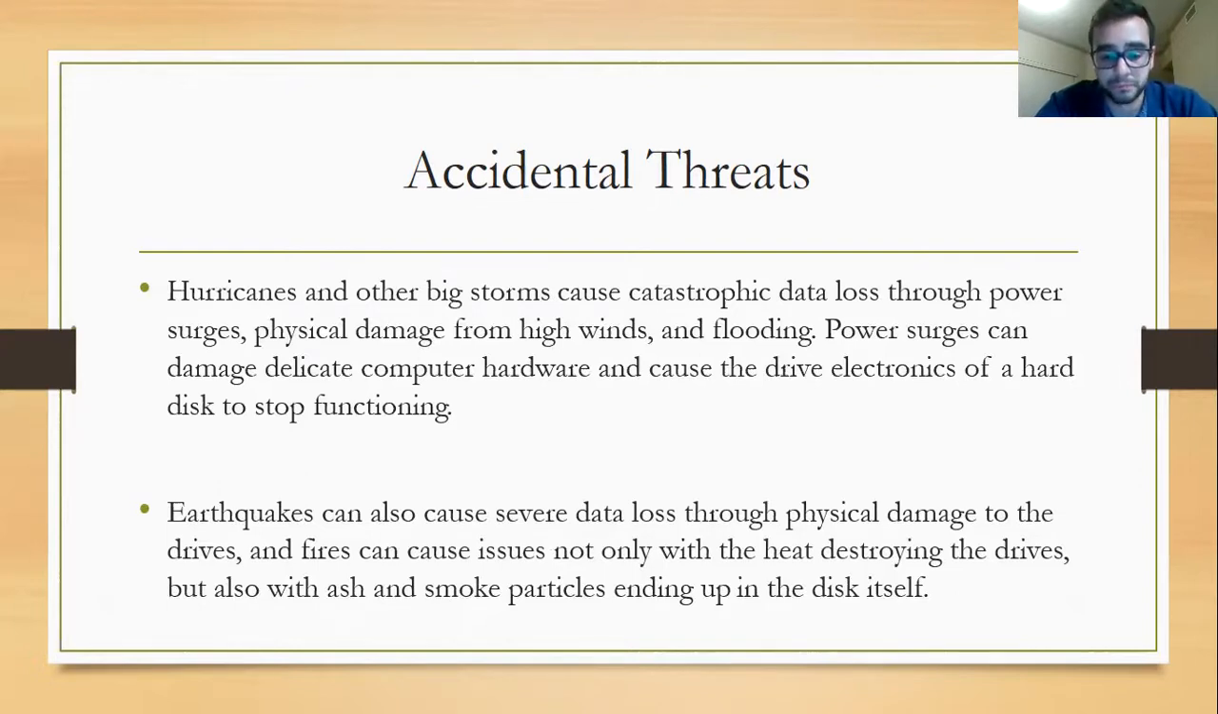So when you think about water damage to a computer, that's very obvious. Like I said, you guys keep your electronics away from water. And they should be kept away from things like smoke and ash as well, because that can also damage a computer. Computer chips and things like that are very sensitive.